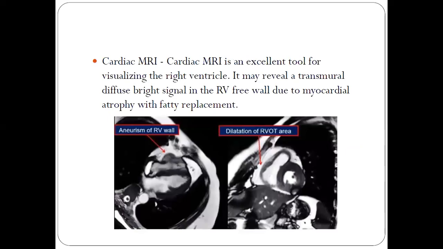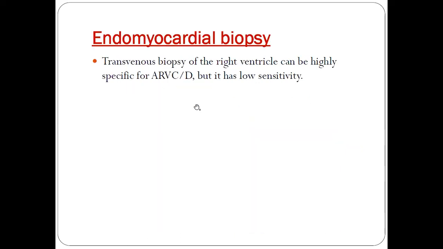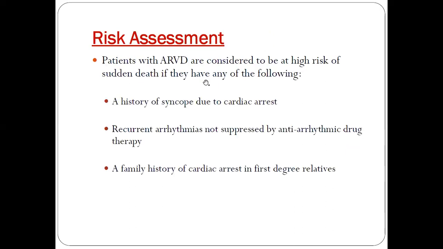Coming to cardiac MRI, it is an excellent tool for visualizing that. It can help in two things. First, it can visualize the right ventricle, and also it can show the amount of involvement of the myocardium, which is replaced by fatty tissue. So bright signal in the RV free wall due to myocardial atrophy with fatty replacement can also be seen. Endomyocardial biopsy, a transvenous biopsy of the right ventricle, can be highly specific for ARVC, but it has low sensitivity.